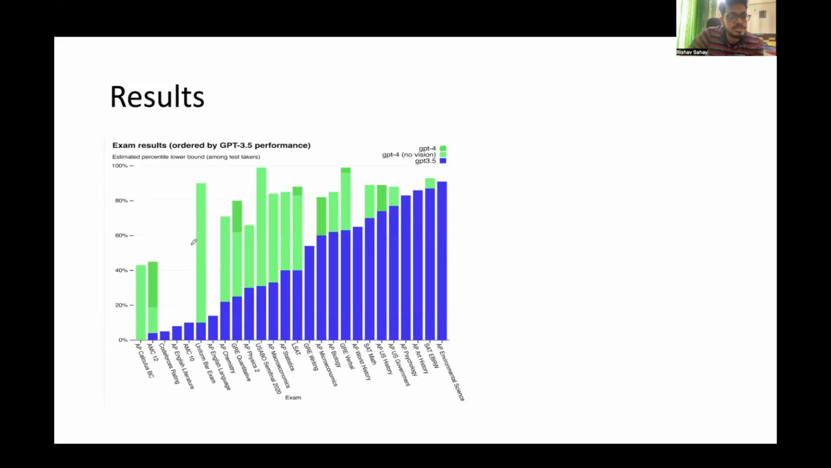So here we compare different models like GPT-4 No Vision and GPT 3.5 on how they perform on different examinations. These examinations are mentioned in the x-axis, and in the y-axis we show the percentile scored by the different models. The order of the exams is based on the performance of GPT 3.5 on the exams. We see that GPT-4 surpasses the other models in most of the exams, even achieving 100% percentile scores on some of them.